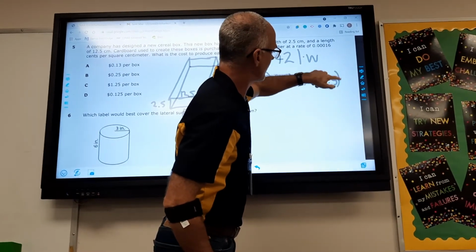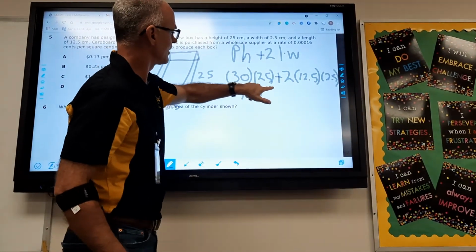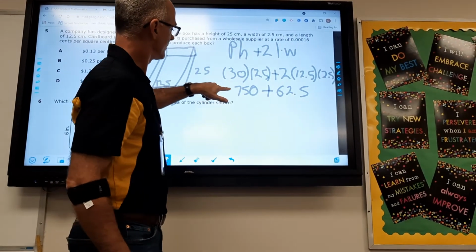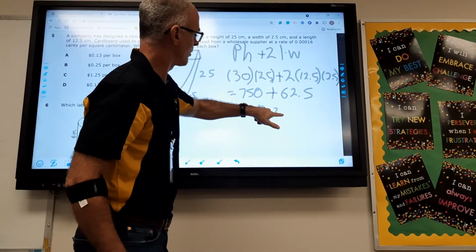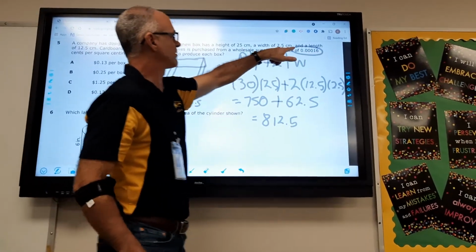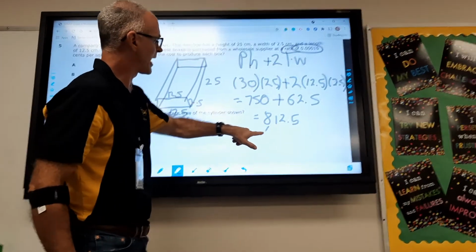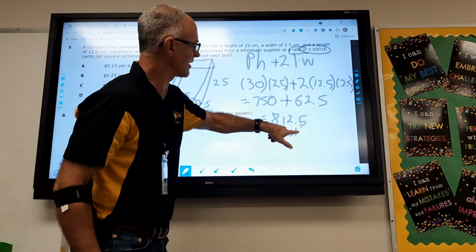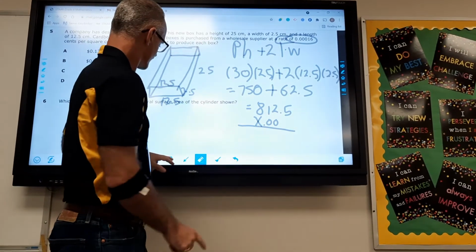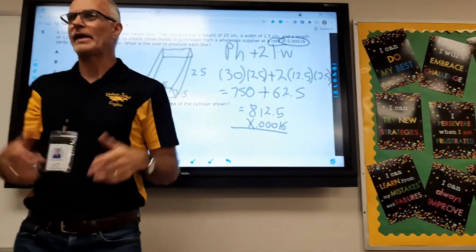12.5 times 2.5. We calculate all this stuff. This is 750. This is 62.5. Add them together, it equals 812.5. What's the key thing? A rate of 0.00016, which means we need to do what? Multiply times 0.00016. I missed a 0. We multiply that, calculate that.